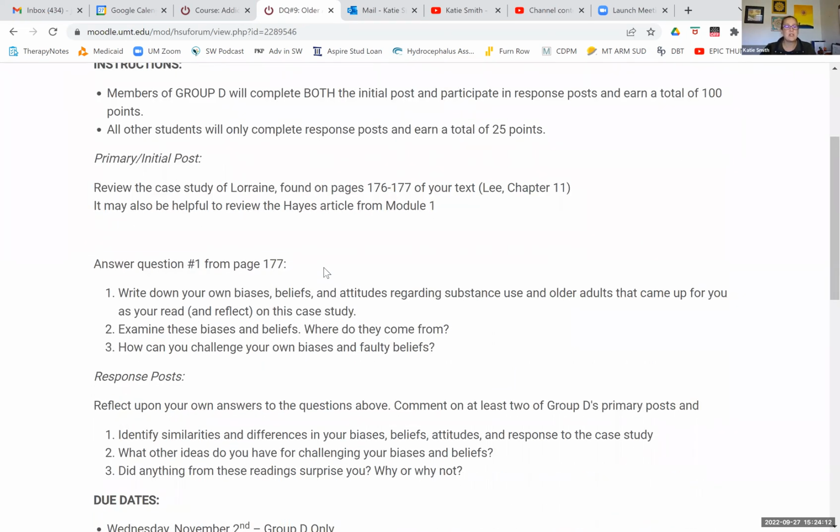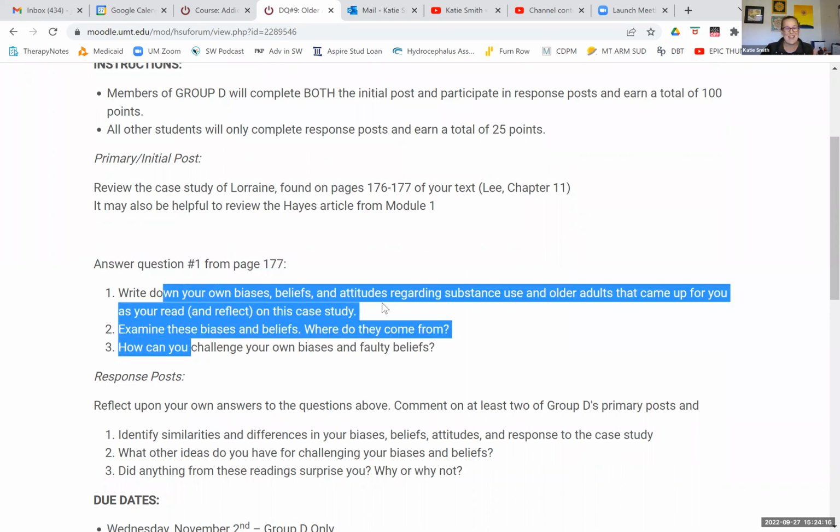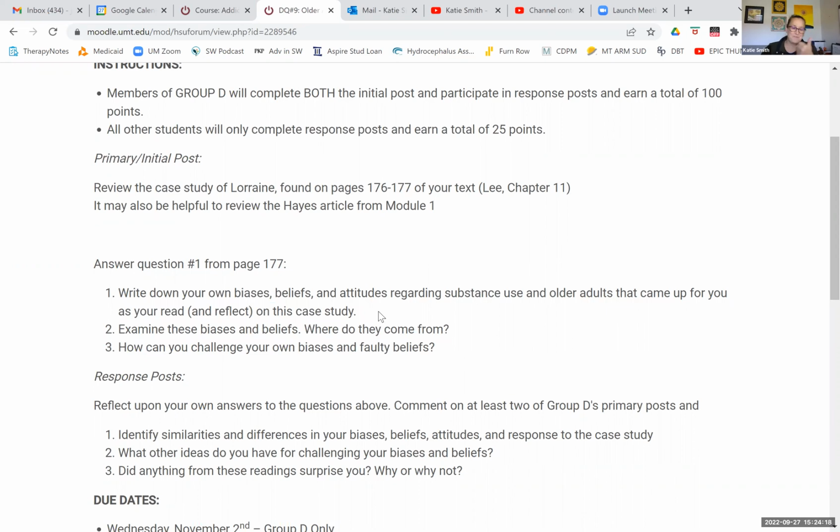So you're going to answer question number 1 from page 177, which is this. Number 1, write down your own biases, beliefs, and attitudes regarding substance use in older adults that came up for you as you read and reflect on this case study of Lorraine. Number 2, examine these biases and beliefs. Where do they come from?